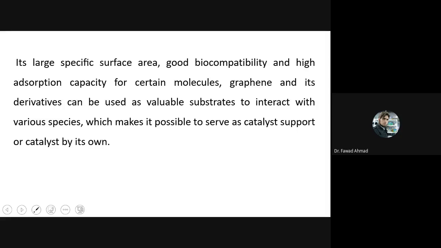Now, due to its large surface area, good biocompatibility, and high absorption capacity for certain molecules, graphene and its derivatives can be used as a valuable substrate to interact with various species. These points we had already discussed in detail in the previous slides. Due to the surface area, what is meant by biocompatibility? Biocompatibility is a term that you use. Maybe you have already studied biodegradable and biocompatible.